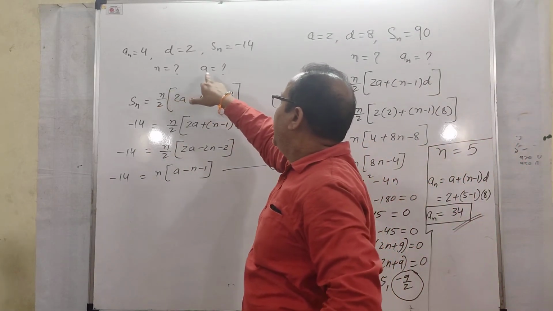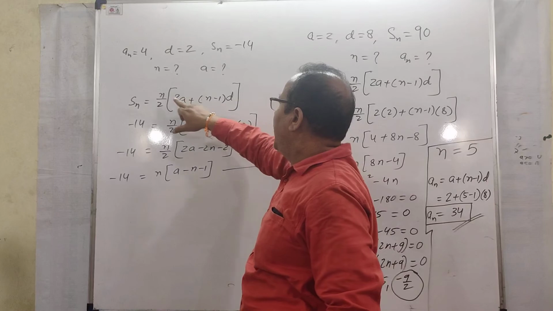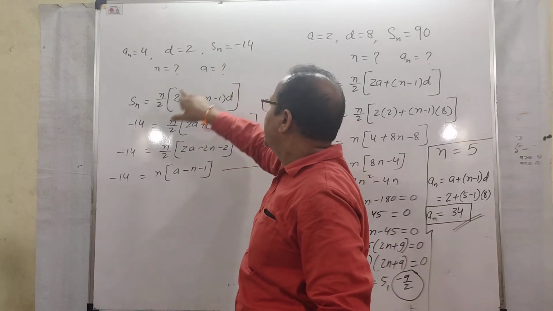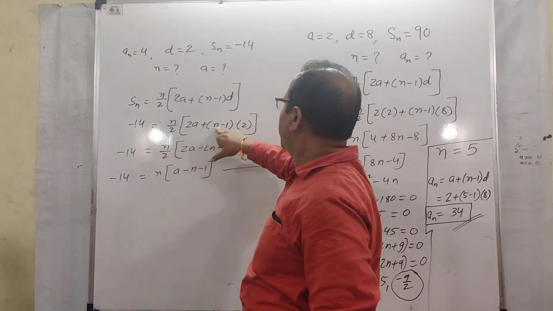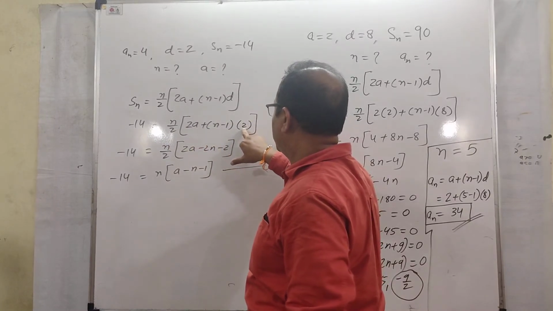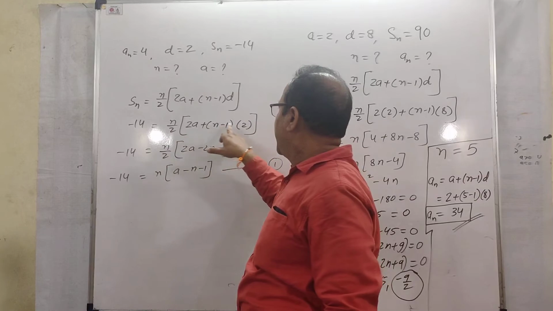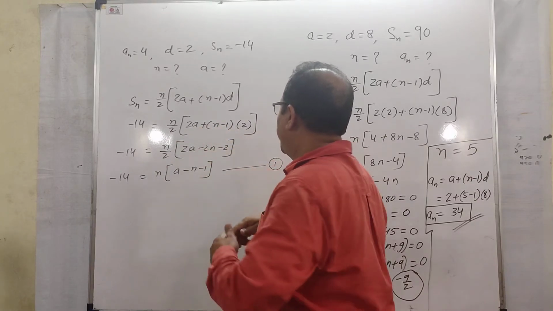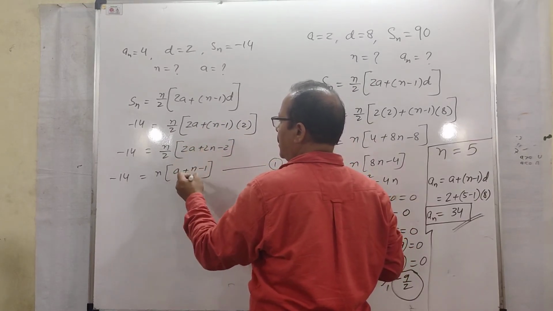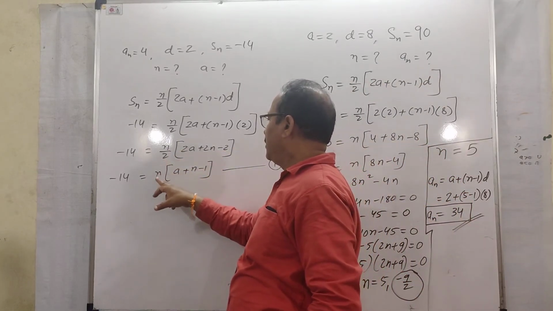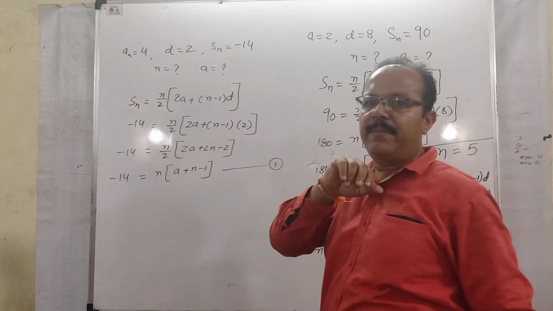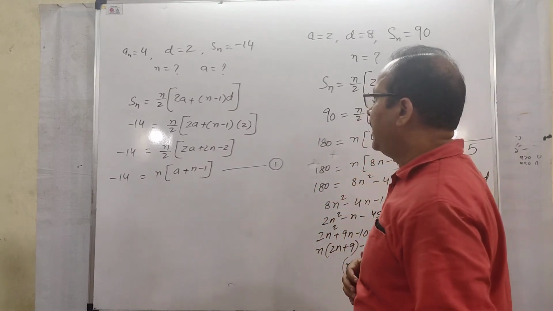यहाँ पर n भी नहीं है, a भी नहीं है, दोनों चीजें नहीं है, तो जो है वो पुट करते गए हम. Sn की वैल्यू -14 थी, -14 पुट कर ली, इज इक्वल्स टू n अपॉन 2 into 2a plus n minus 1 into d की वैल्यू फिर है हमारे पास 2, वो हमने पुट कर दी. तो हमने क्या करा, 2a plus 2n minus 2, 2 कॉमन लेकर इस 2 से काट दिया, तो n into a plus n minus 1 आ गया हमारा, जो वैल्यू आ गई किसकी, -14.